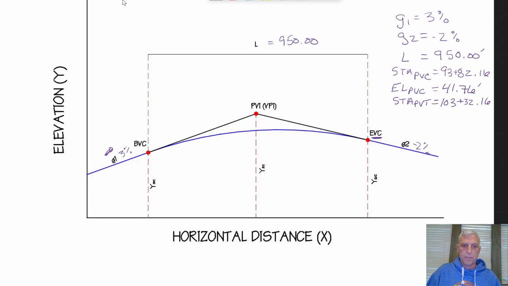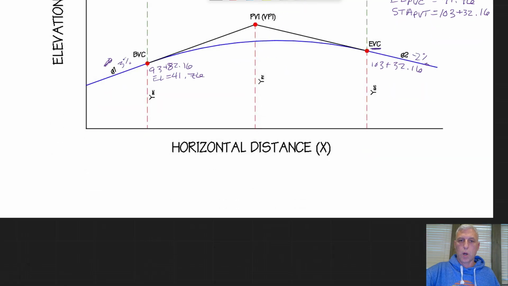The station of the PVC or BVC is at 93 plus 82.16. The elevation there equals 41.76, and the station PVT is at 103 plus 32.16. Okay, so I've written down my givens and I've labeled my sketch, so let's get into working the problem.